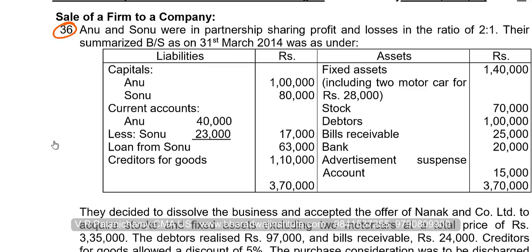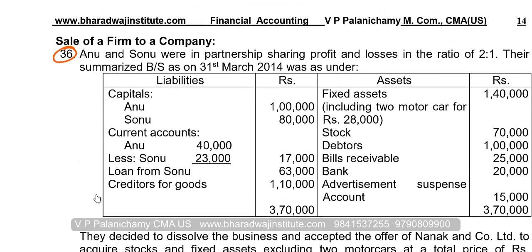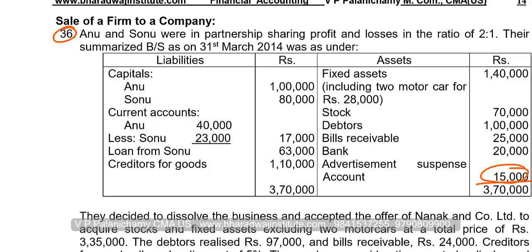Anu and Sonu are partners sharing profits and losses in the ratio 2:1. Their balance sheet is given to us. Anu's capital, Sonu's capital is given. Then current accounts are given: Anu 40,000, Sonu minus 23,000, so it is a negative balance. Loan from Sonu is given. Creditors for goods are given. Fixed assets, motor cars, stock, debtors, bills receivable, bank. Advertisement suspense will be transferred to partners capital account. This we learnt at the time of dissolution itself.